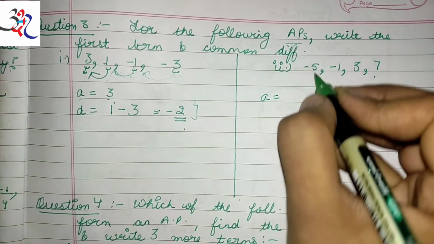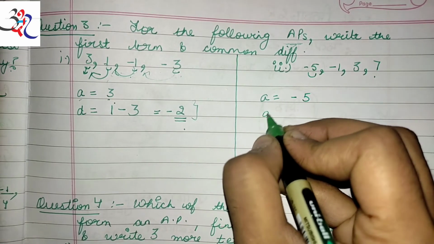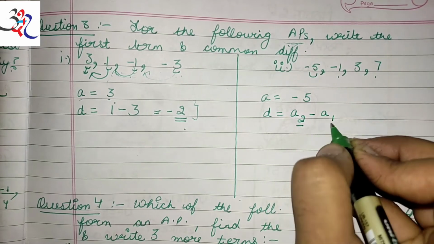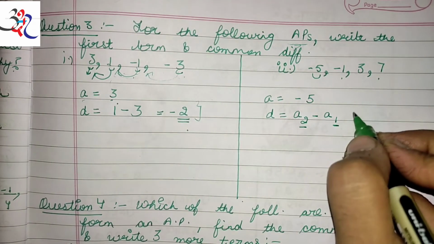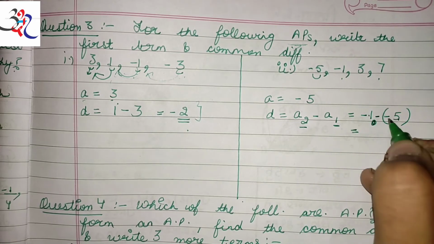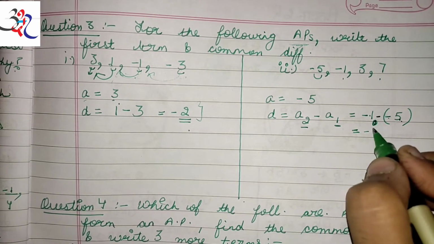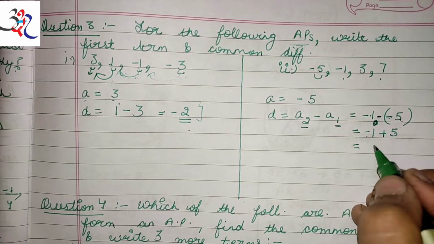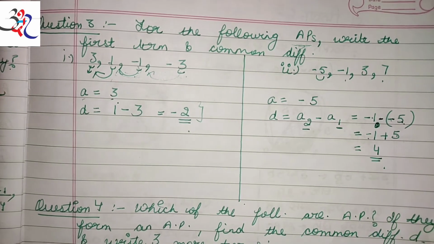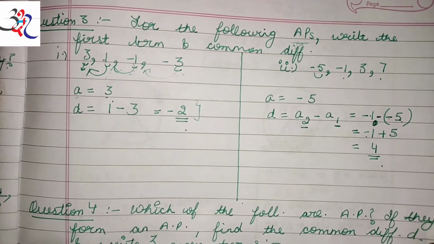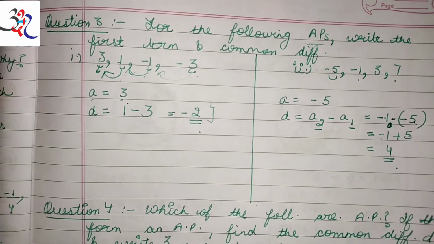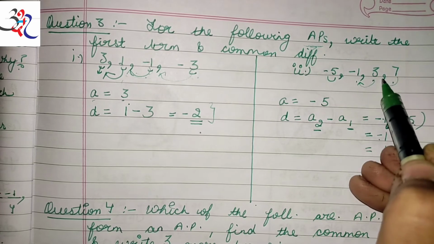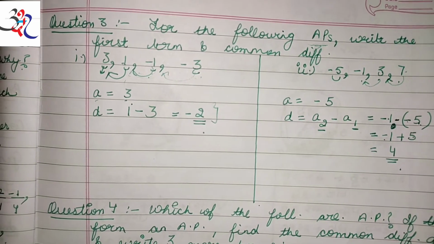Okay, next, again, a is equal to minus 5 and d is equal to the difference between the second term and the first term, which is minus 1 minus of minus 5. So my answer will be minus 1, and minus times minus becomes plus 5, so the answer is plus 4. You can take any terms in your exam for finding the common difference. You can also do the subtraction of third term minus second term, or fourth term minus third term.